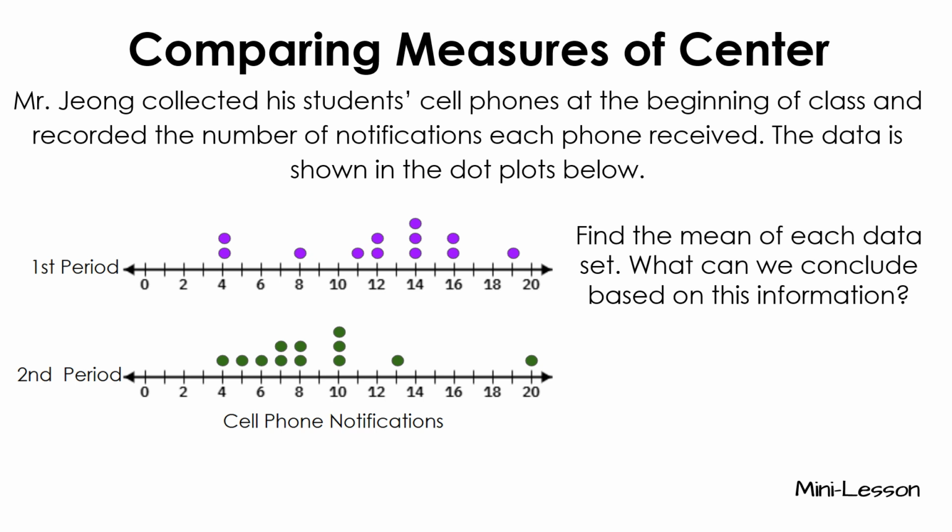Mr. Jiang collected his students' cell phones at the beginning of class and recorded the number of notifications each phone received. The data is shown in the dot plot below. Find the mean of each data set, and then what can we conclude based on this information? So I'm going to work right here on the screen, and you're going to work in your notes.